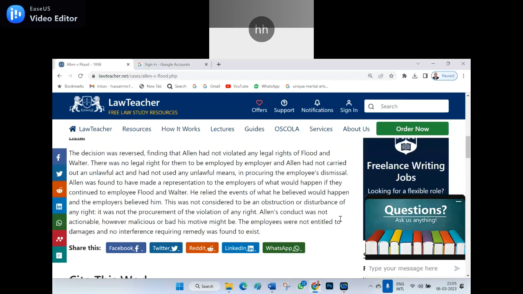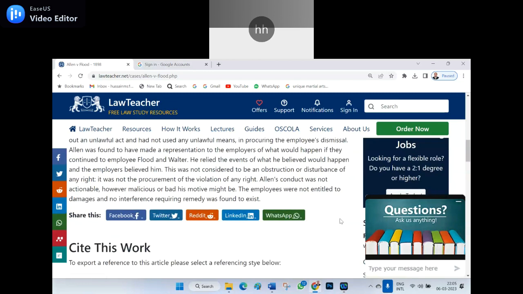Yes, if there is no violation of the right, then naturally the person will not be held liable, even though there is an economic tort. Allen's conduct was not actionable, however malicious or bad in motive it might be. If he is malicious, if it is bad in motive, it doesn't matter. A lawful act will not become unlawful because of a bad motive. And the employees were not entitled to damages, and no interference requiring a remedy was found to exist. Yes, you are right, because there is no economic tort over there. Whatever Allen did was done in a rightful manner, not an illegal manner. I can make it out.